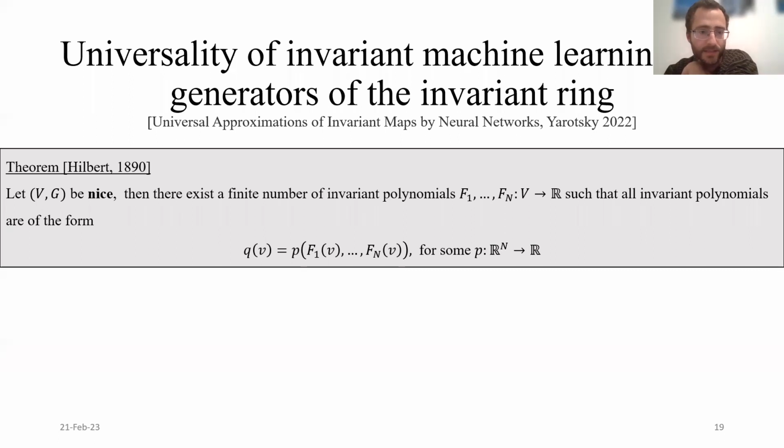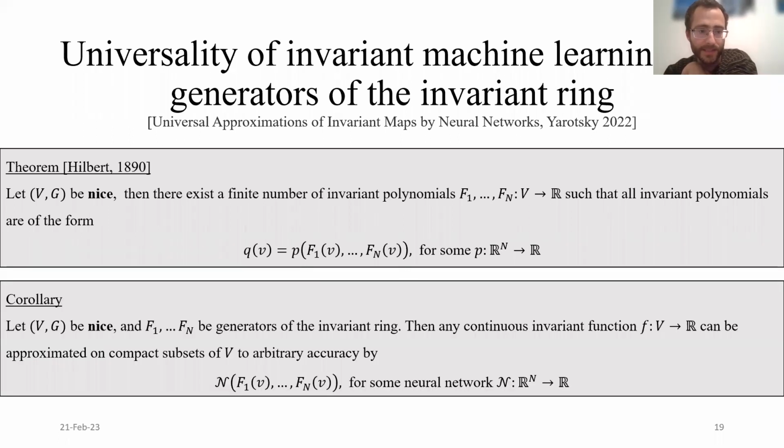And as a result, we know that in general, polynomials can approximate continuous functions, and it turns out that invariant polynomials under our conditions can approximate invariant continuous functions, and neural networks can approximate that. So at the end of the day, any continuous invariant function can be approximated by the composition of a neural network and the invariant polynomials. So that's one thing you can do.